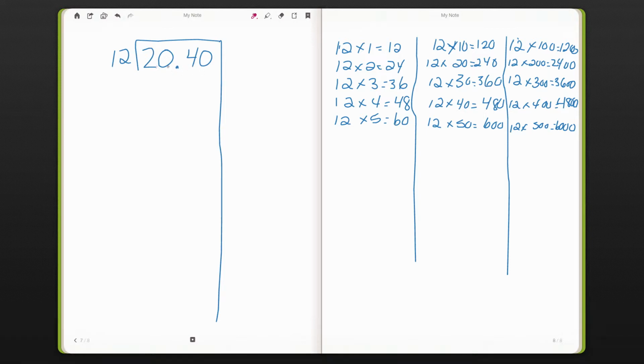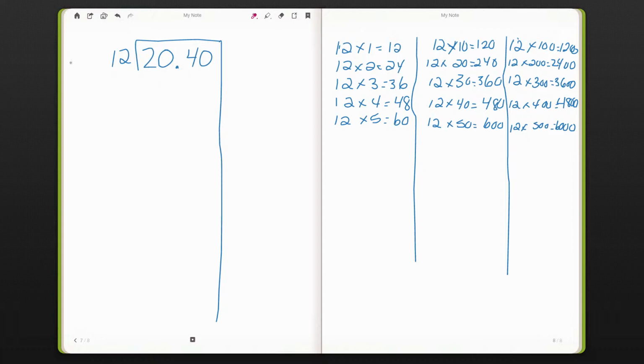Today we're going to look at how we can use the partial quotient model in order to solve a division problem that has a decimal. So you see here 20 and 40 hundredths divided by 12. The first thing I'm going to do is take this and multiply it by 100.